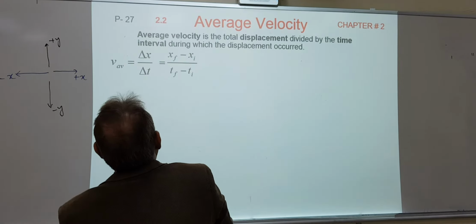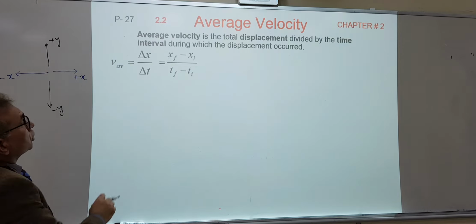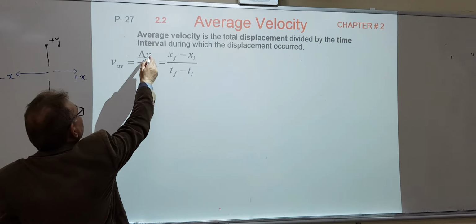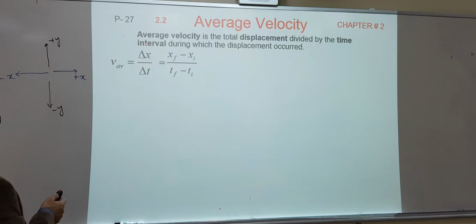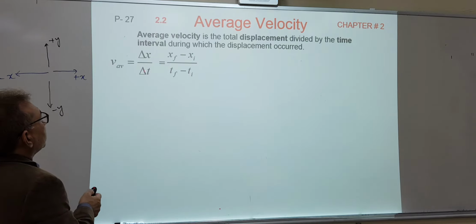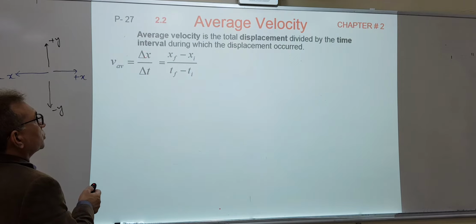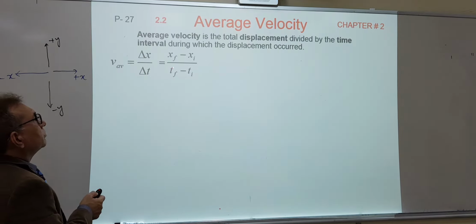Now, average velocity is the total displacement. Displacement, you remember we did before, is delta x, which is final position minus initial position. X we use for position, i for initial, f for final, divided by delta t, the difference in time. This is the difference in position, which is the displacement, and this is the difference in time, final time minus initial time, right?